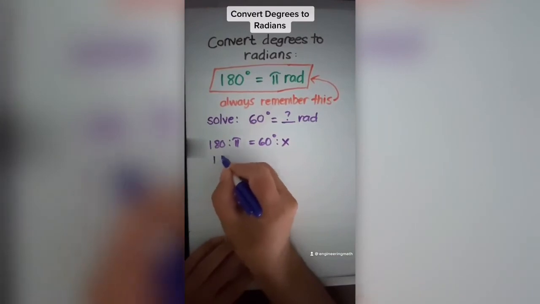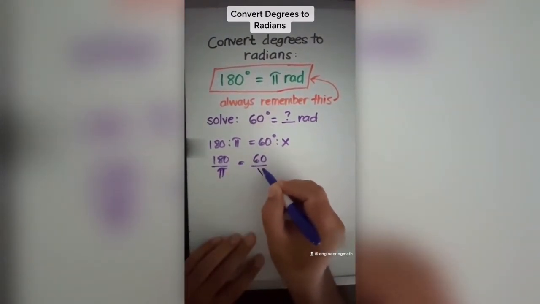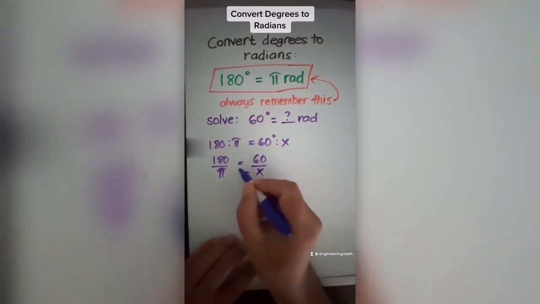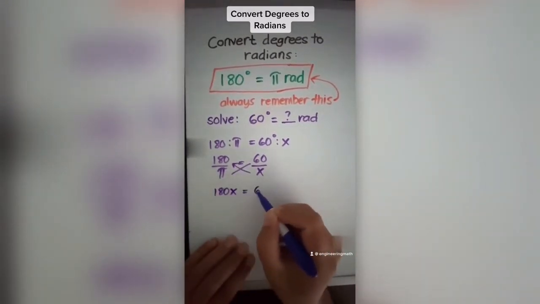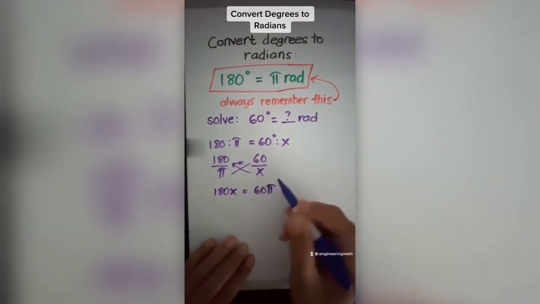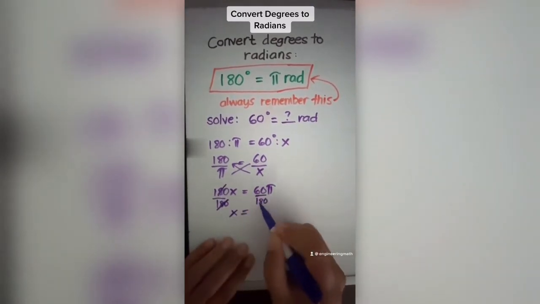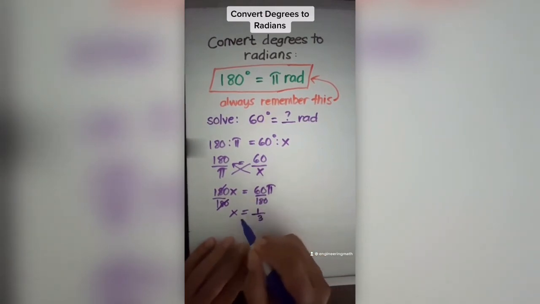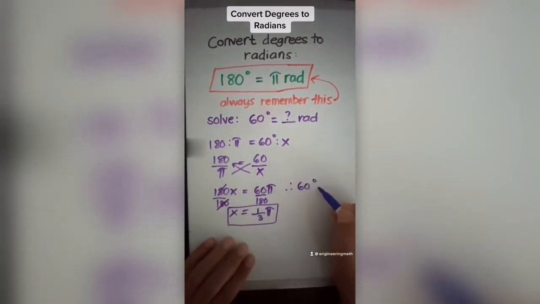We can rewrite it as 180 over pi is to 60 over x. And we can cross multiply this to solve for x. So that would be 180 times x equals 60 times pi. We can divide both sides by 180 degrees, and what is left on this side is x. And in here, 60 divided by 180, simplified, is 1 divided by 3, times pi. Therefore, x is 1/3 pi. And the final answer for 60 degrees is 1/3 of pi.